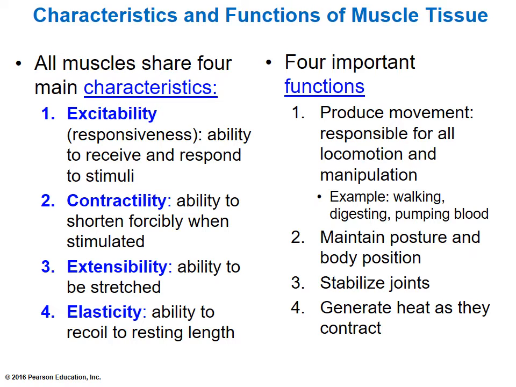On the right-hand side of the PowerPoint, it highlights some of the important functions that we see with muscles, and it shouldn't come as a surprise to anybody that they allow us to have movement, so things like locomotion and manipulation. They will also assist us with our posture and our body position, and it will also help stabilize the joints, and as the muscles contract, they also generate a lot of body heat, which can then be utilized for homeostasis and control of internal body temperature.